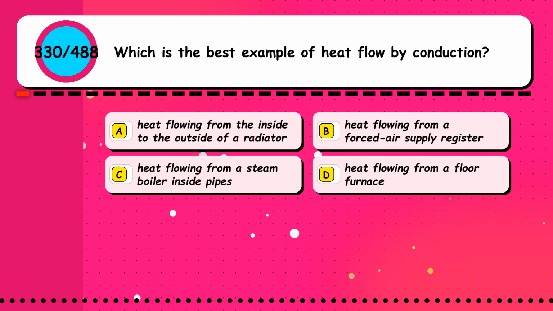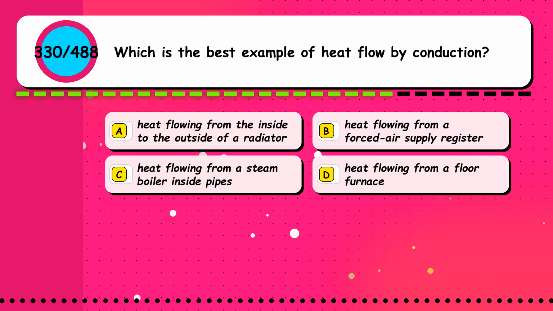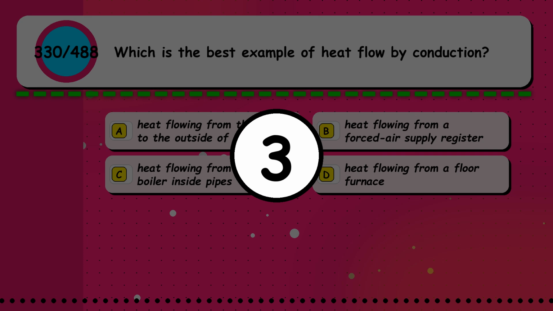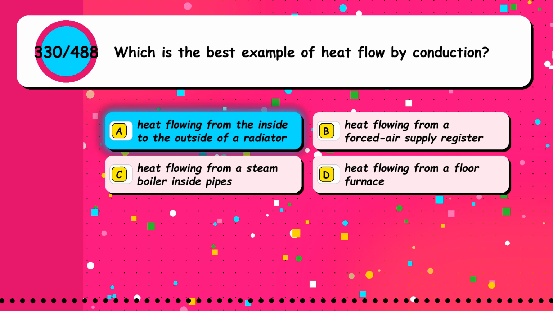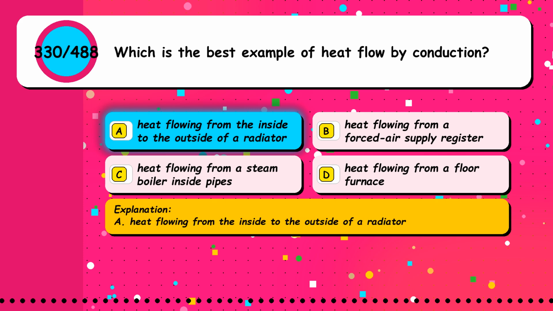Question 330. Which is the best example of heat flow by conduction? Option A. Heat flowing from the inside to the outside of a radiator. Option B. Heat flowing from a forced air supply register. Option C. Heat flowing from a steam boiler inside pipes. Option D. Heat flowing from a floor furnace. The correct answer is option A. Heat flowing from the inside to the outside of a radiator.